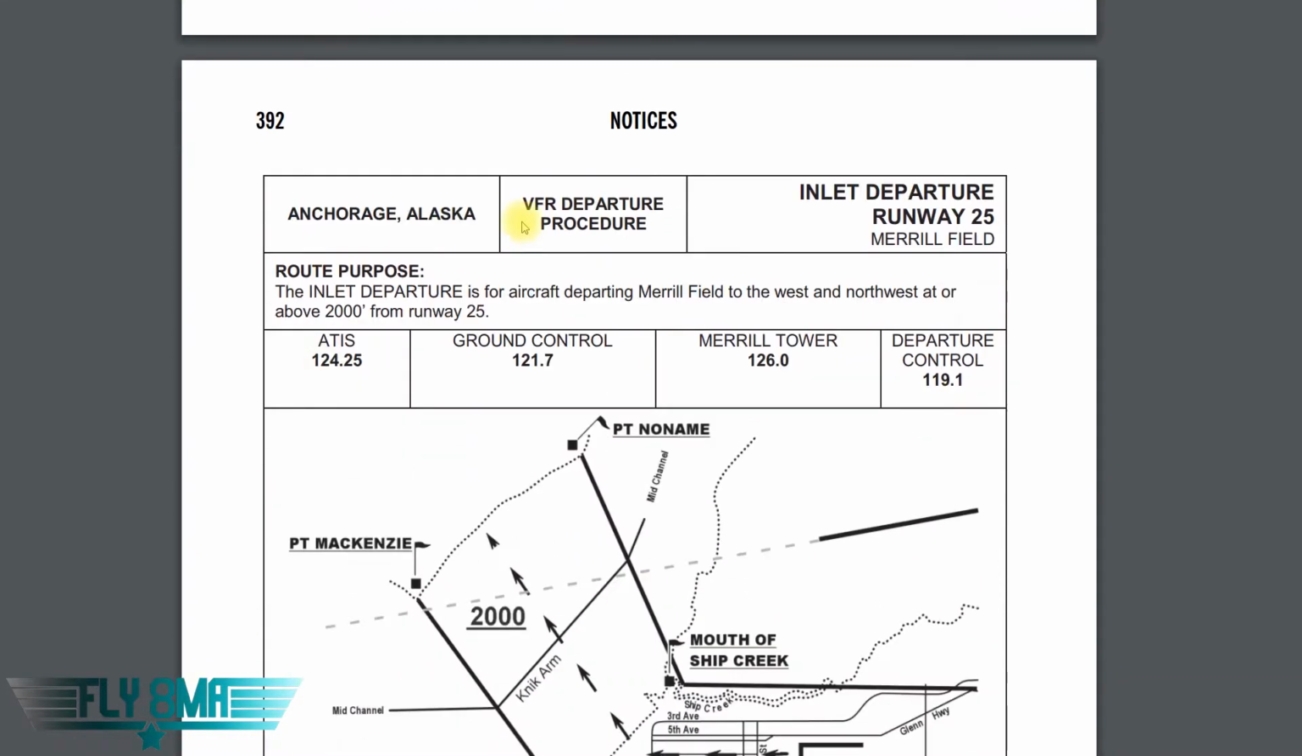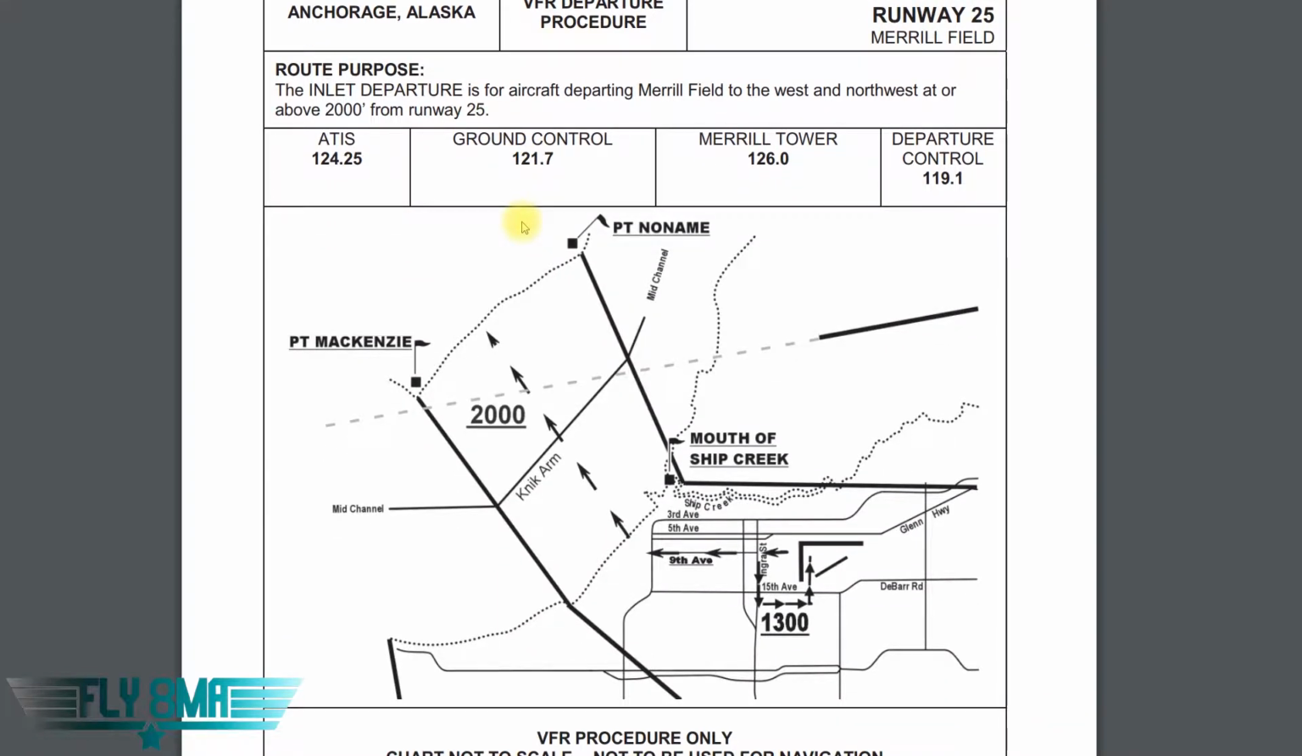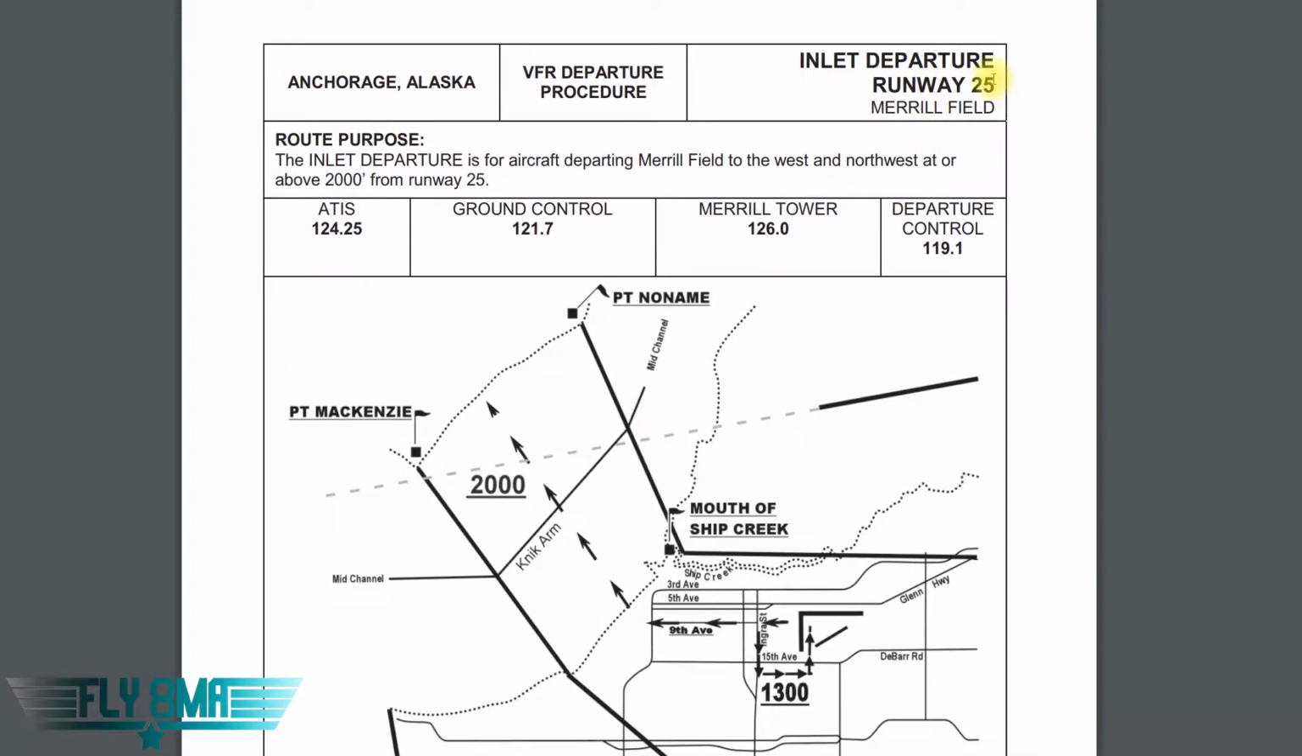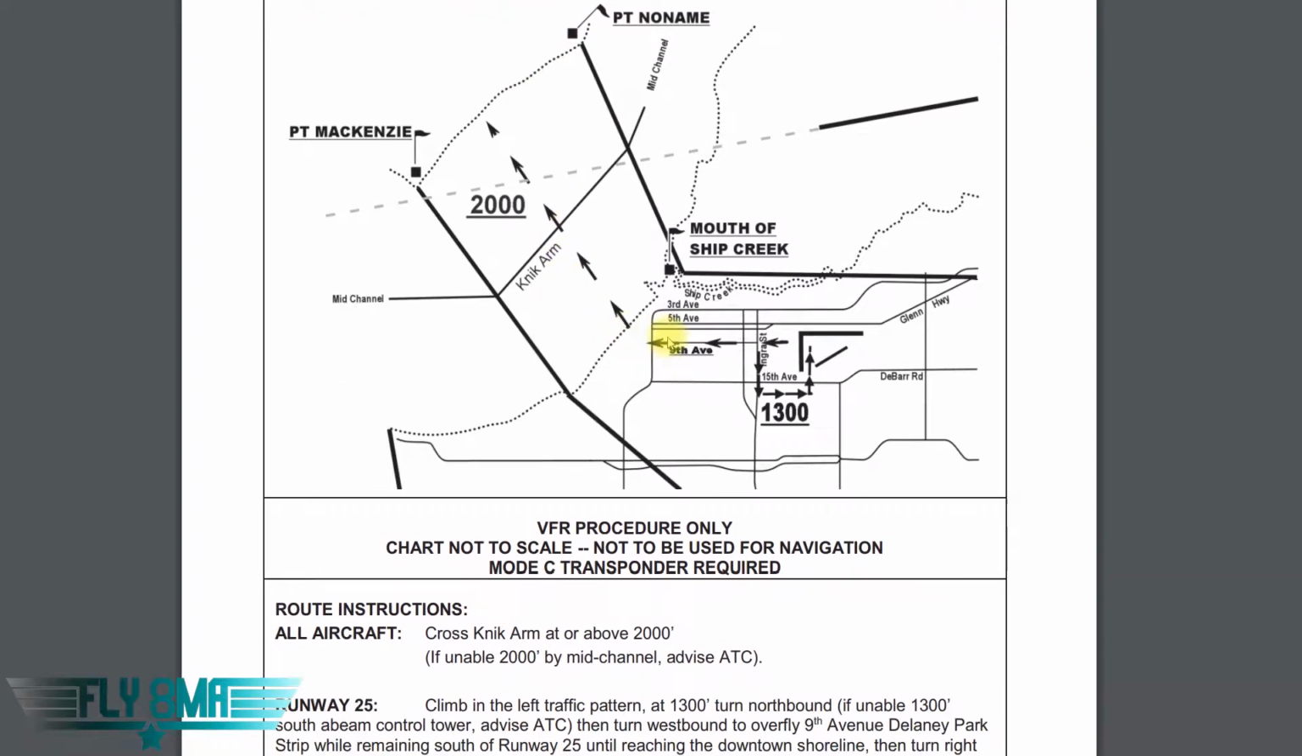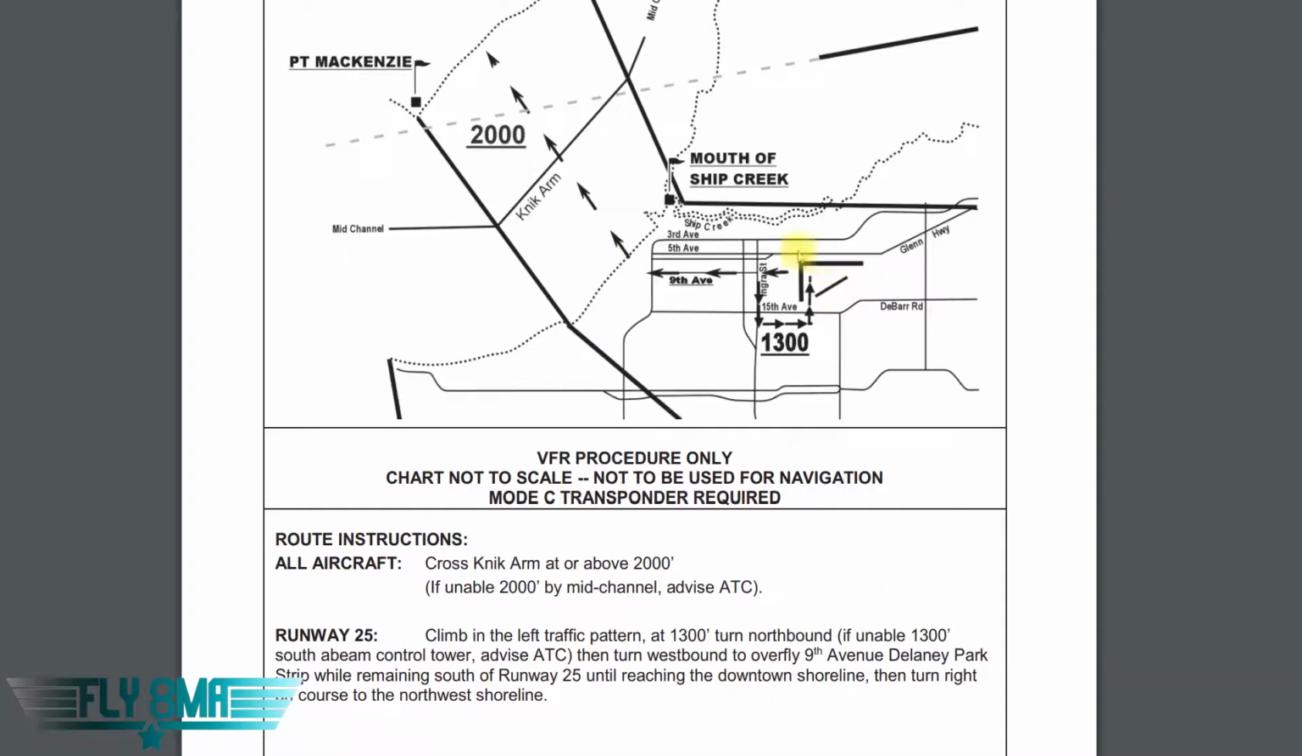Now, next on our list here is going to be the Inlet departure. Fairly similar, but this Inlet departure is just for runway 25. And what it basically tells you is for aircraft departing Merrill to the west and northwest at or above 2,000 from runway 25. This one doesn't have that 600-foot option. They want you to go ahead and take off and climb in a left traffic pattern and then be at 1,300 feet or above when you're south and coming abeam the control tower, right?